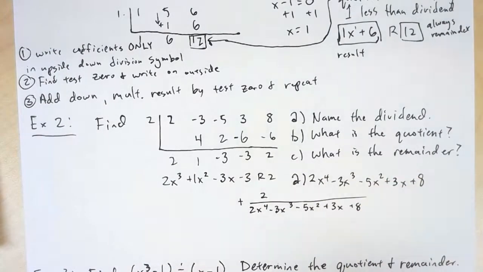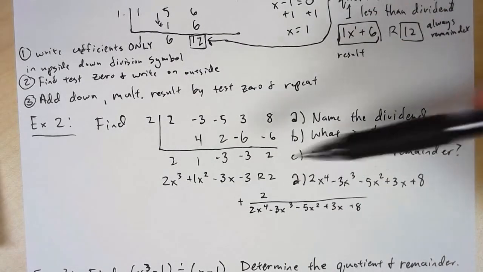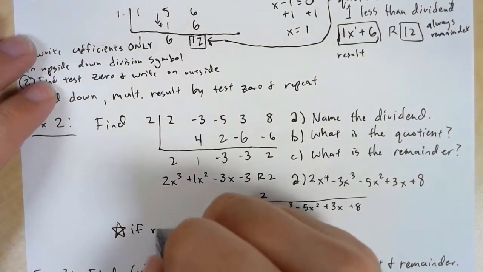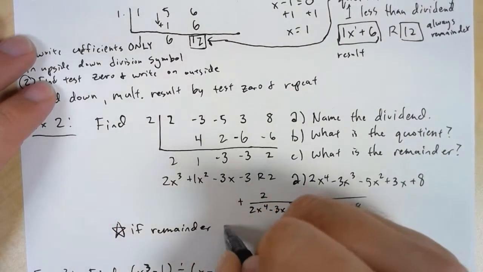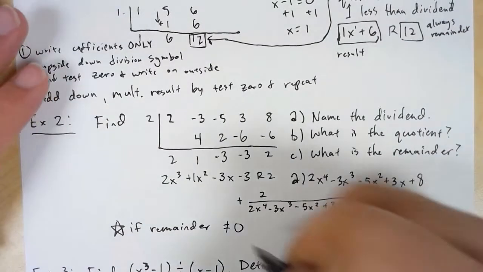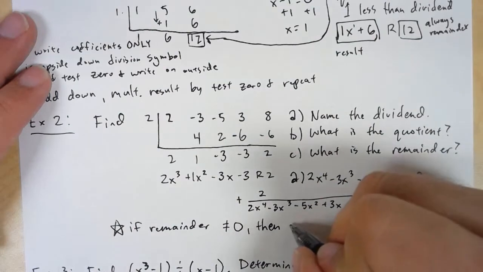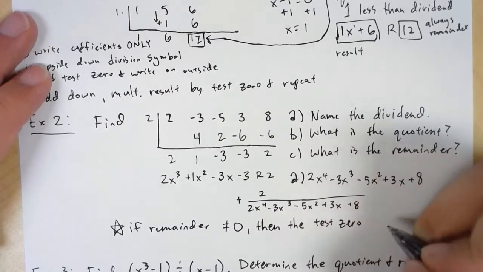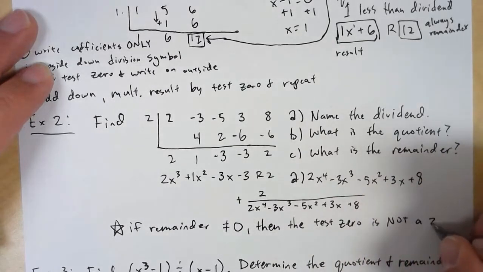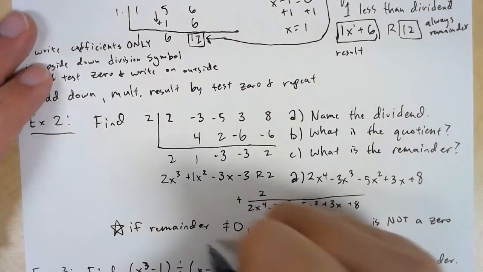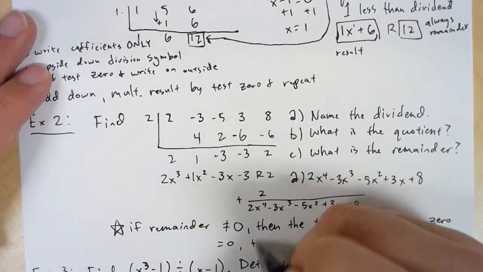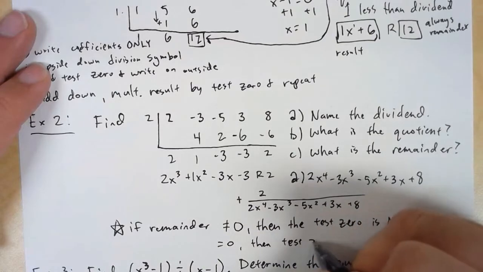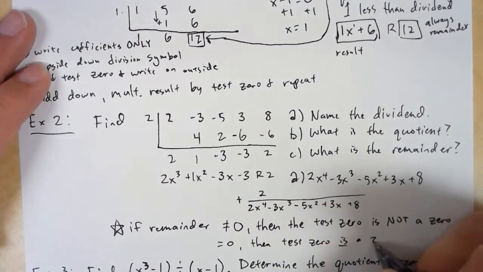Okay, so here's one thing to note. And we'll talk about this more with the rational root theorem. We have a remainder here, and we've had a remainder here. So if we have a remainder, if anything does not equal 0, then the test 0 is not a 0, which says that if the remainder equals 0, then the test 0 is a 0.